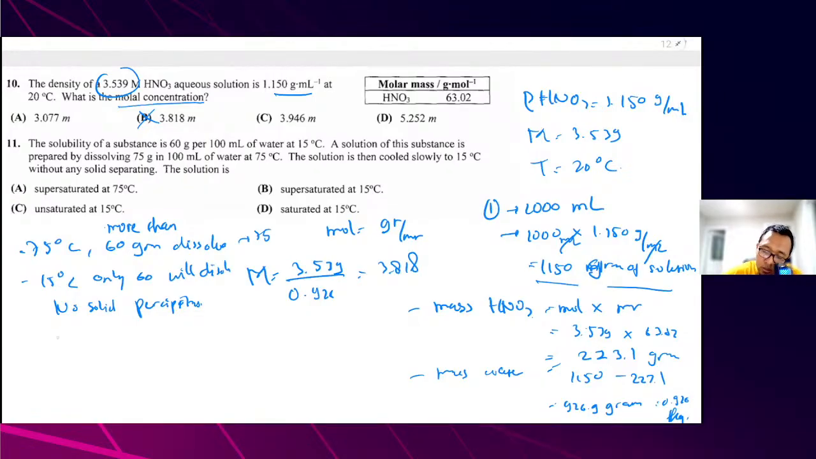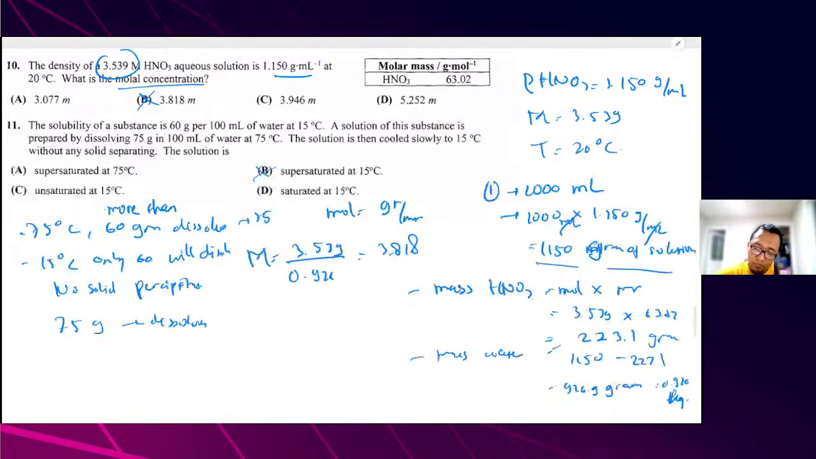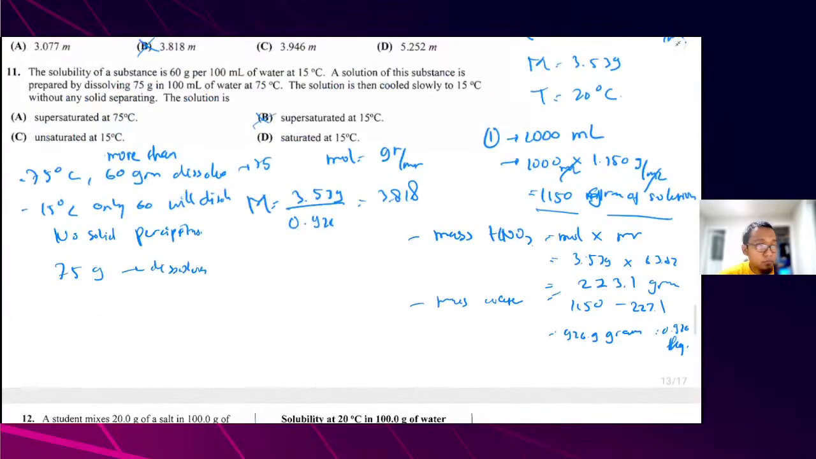So we can assume that all of the 75 gram is also dissolved. That means the solution is holding more than it should at that temperature. That is the definition of a supersaturated solution, at 15 degrees Celsius. Okay, so if a solution holds more solute than it should at a given temperature without crystallizing, it's supersaturated. Okay, so this is the answer.